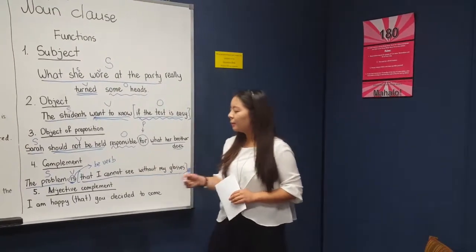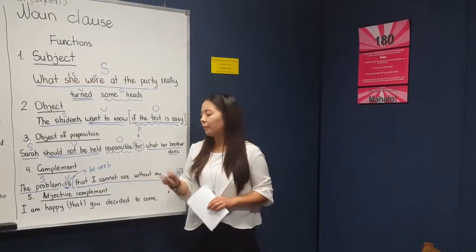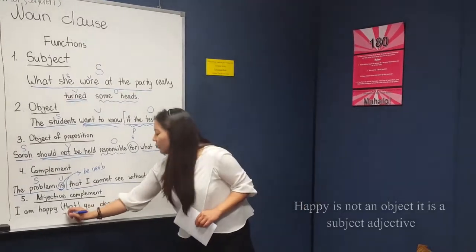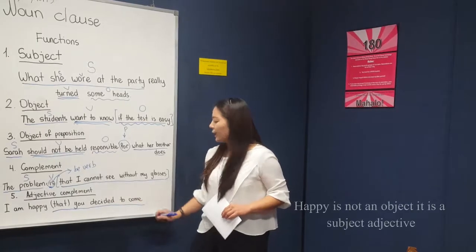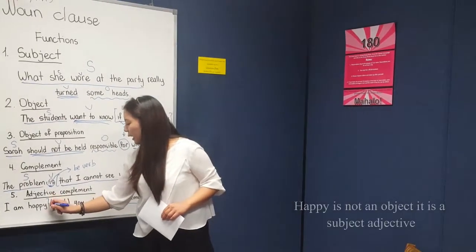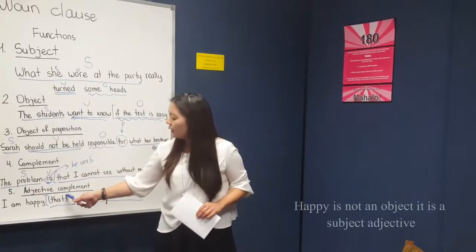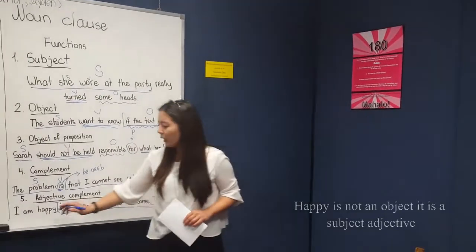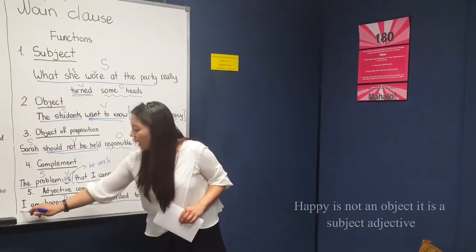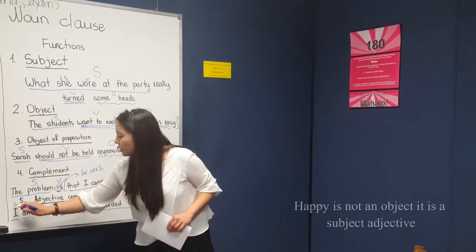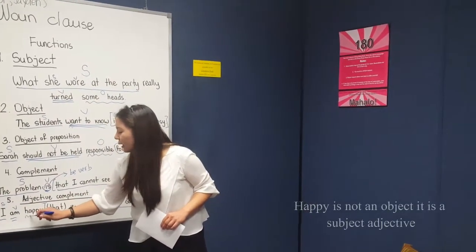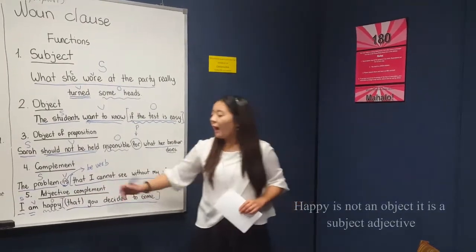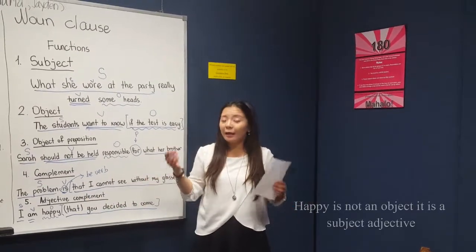And then the last one, we wanted to talk about adjective complement. I am happy that you decided to come. That you decided to come is a dependent clause, which is a noun clause. But I put the that in brackets because this that can be omitted. And if we see this one, I is a subject, am is a verb, and happy is actually the object. And without this dependent clause, I am happy is complete and I can understand.